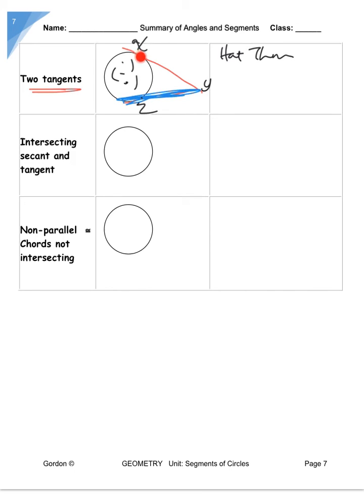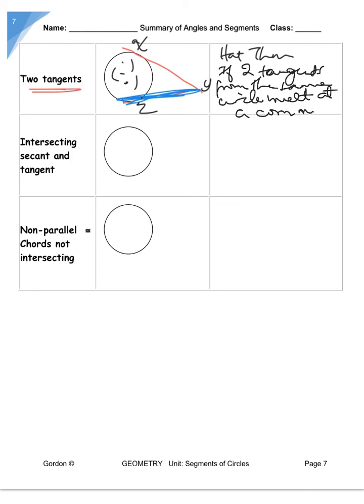Now, these two tangents are meeting at a common point Y. So if we have two tangents from the same circle that meet at a common point, then we can say XY is congruent to ZY. So XY is congruent to ZY, so we can say that these two are congruent to each other.